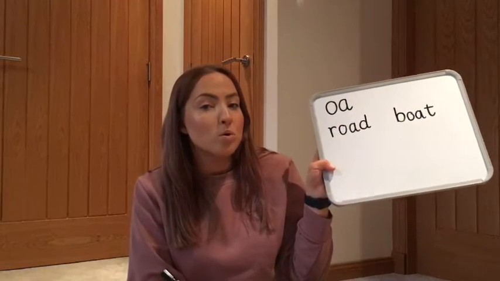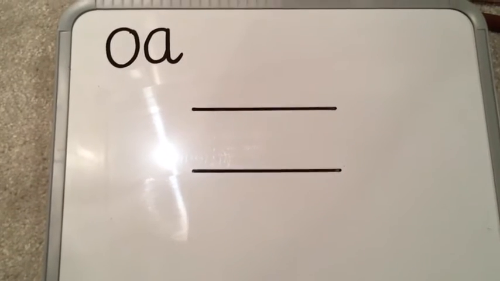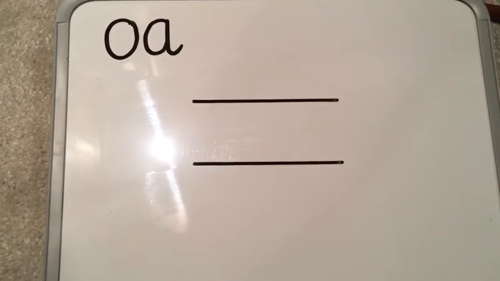Now if you wanted to pause at this point and try and think of some words on your own at home, then you could do, and then you will see the ones I pop up on my board. So we could have a word like road, boat, toad, and coat.